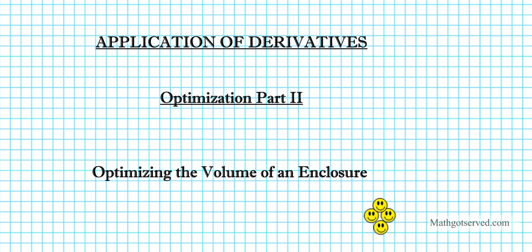We're working on optimization. And the kind of optimization problem we're going to be dealing with in this clip is optimizing the volume of an enclosure, okay? Actually, this is going to be an enclosure done using a wireframe. All right, so let's take a look at the question.